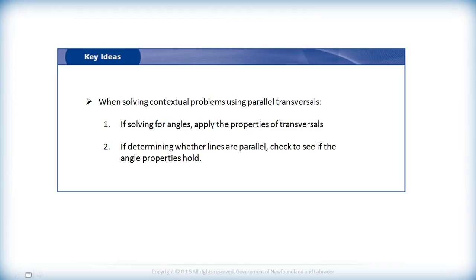So when solving contextual problems using parallel transversals, if solving for angles, apply the properties of the transversal, but if determining whether or not they're parallel, check to see if the properties already hold. And that's it.